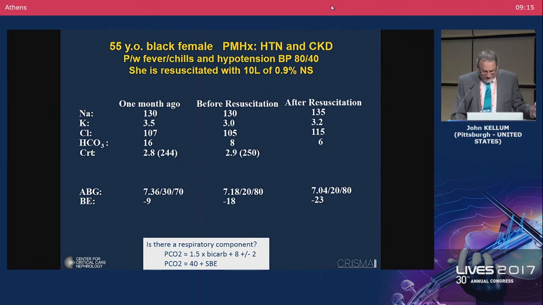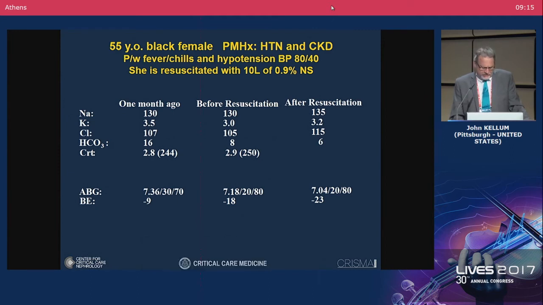And then you can get at that in a variety of ways. You can use Winter's formula, which is 1.5 times the bicarbonate plus 8. Or you can use the Schlichtig formula, which I like a lot better because it's easier to remember. You just take 40 and you add the base excess. The base excess here is negative, it's a base deficit, so you would subtract it. So you take 40 minus 18 and you get 22. And again, this is plus or minus 2, and you can see the PCO2 is exactly where it should be. So this is a pure metabolic acidosis. There's not a respiratory component.